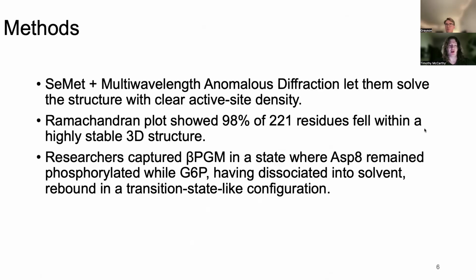The Ramachandran plot showed that 98% of the 221 residues fell within the most favored region, which is consistent with a very stable and stereochemically sound structure. What's especially interesting is that the researchers captured beta-PGM in a state where aspartic acid 8 remains phosphorylated, but the bound G6P appears to have dissociated and rebound in a transition state-like orientation. This gives a rare glimpse at how the active site organizes itself during catalysis.